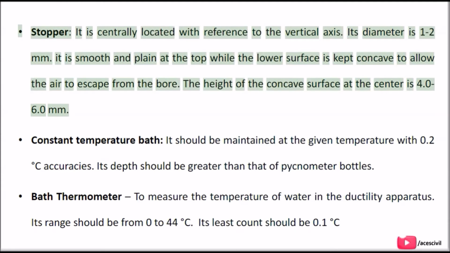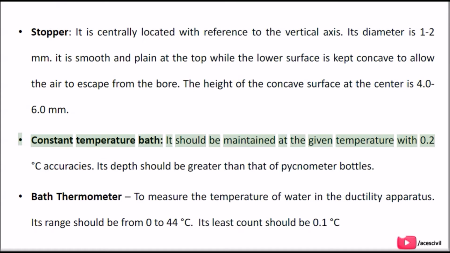Stopper: it is centrally located with reference to the vertical axis. Its diameter is 1 to 2 mm. It is smooth and plain at the top while the lower surface is kept concave to allow the air to escape from the bore. The height of the concave surface at the center is 4.0 to 6.0 mm.